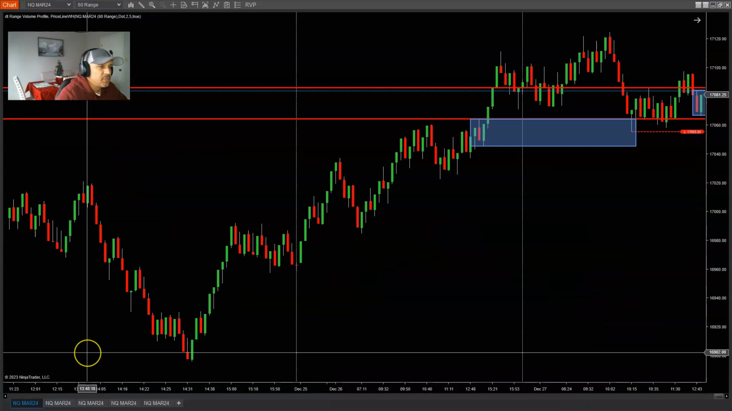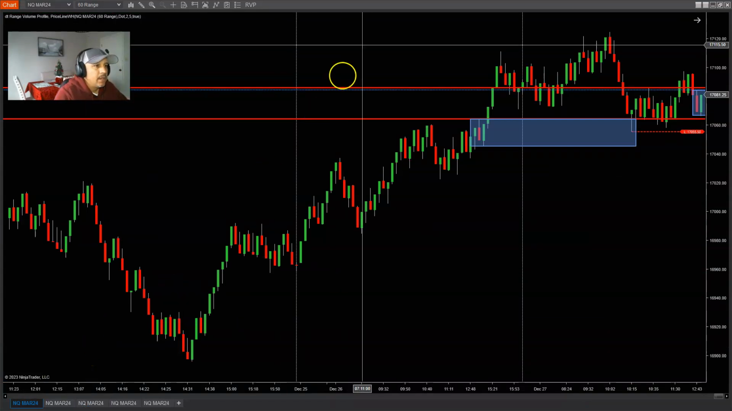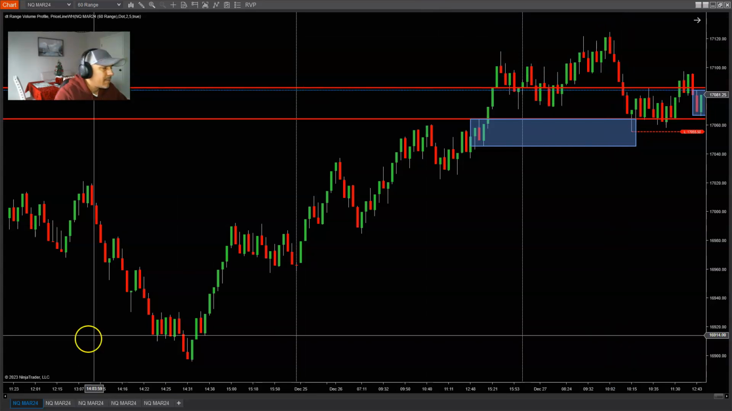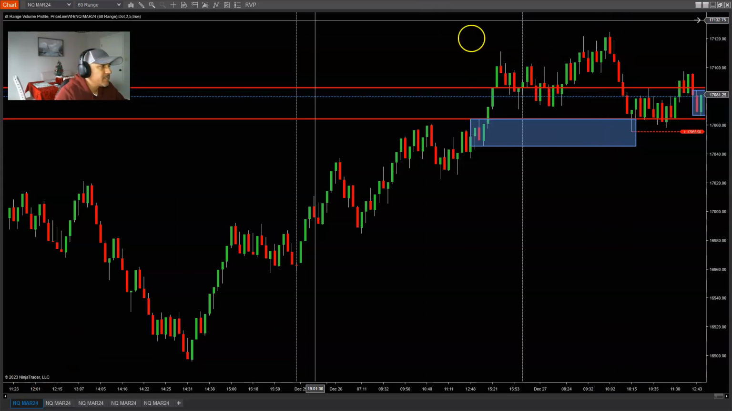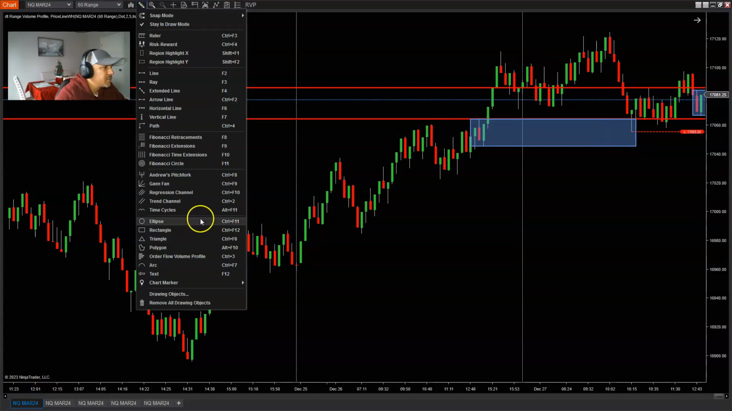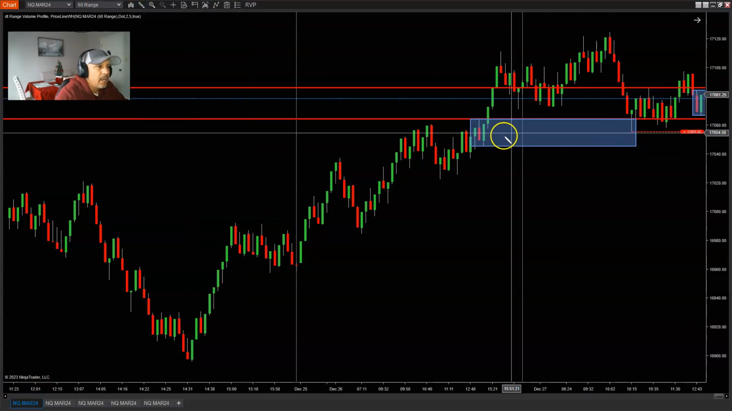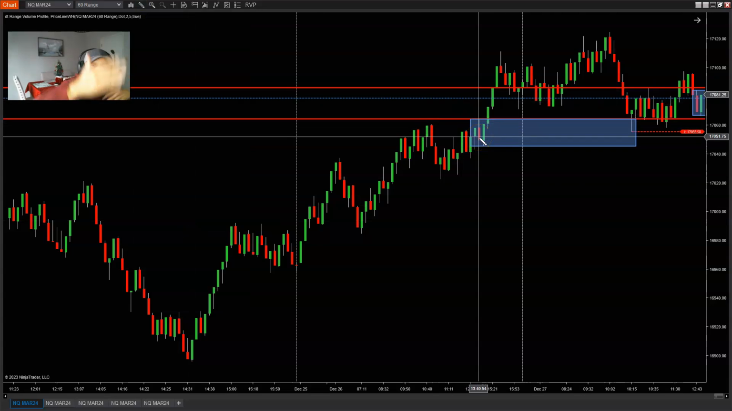Now, just for example, I'm going to draw out a supply zone. This was aggressive selling right here at the top, correct? So the way we would draw the supply would be like this right here. I'm just going to show you a quick example, the same way, just the opposite or reverse of how we did the demand zone.